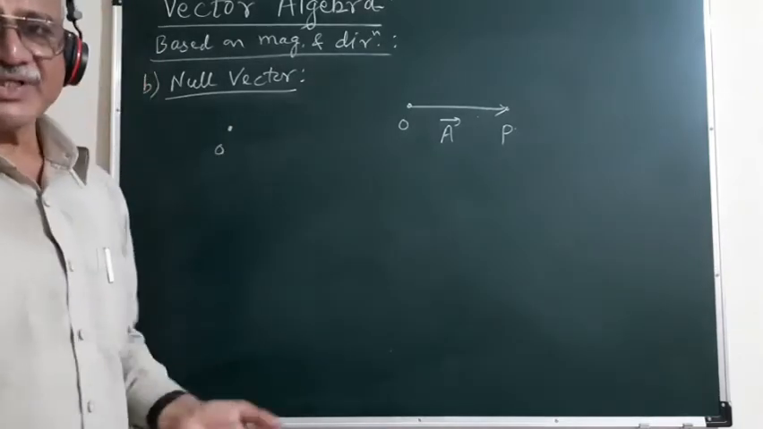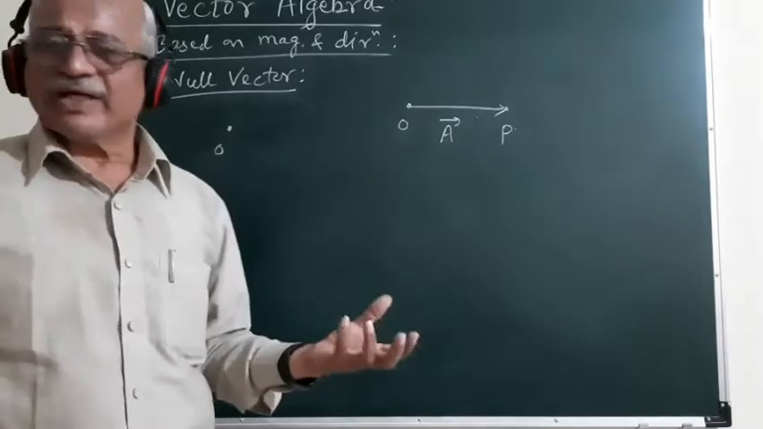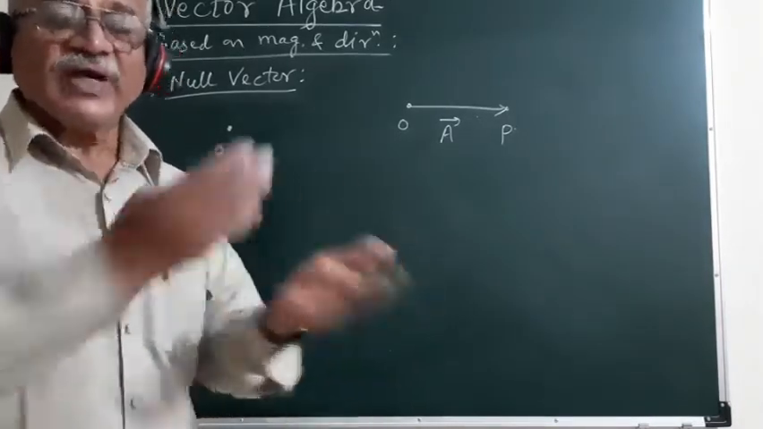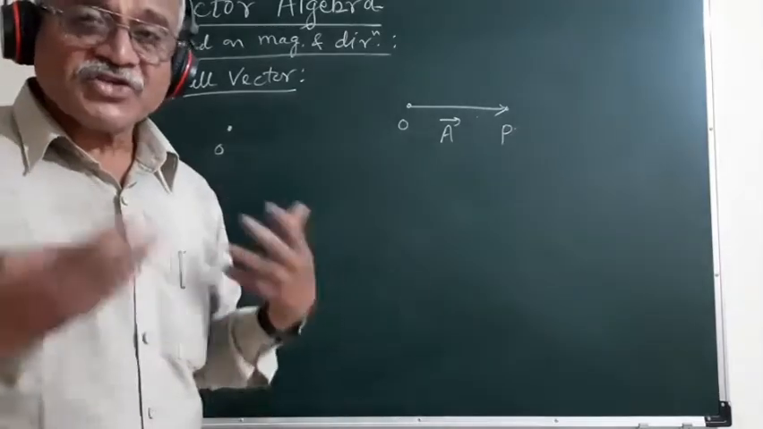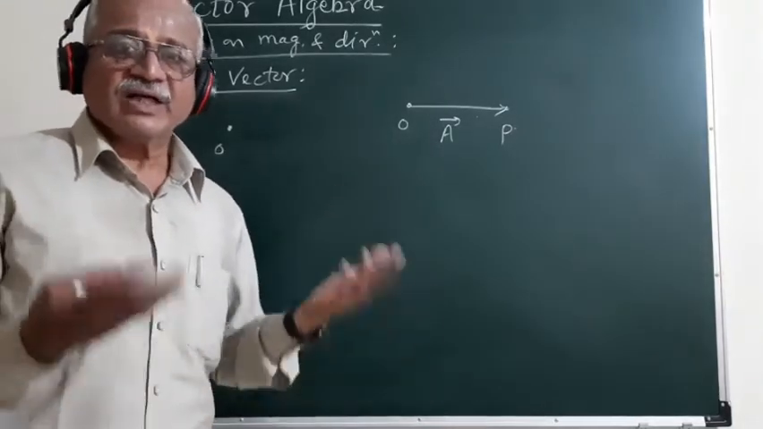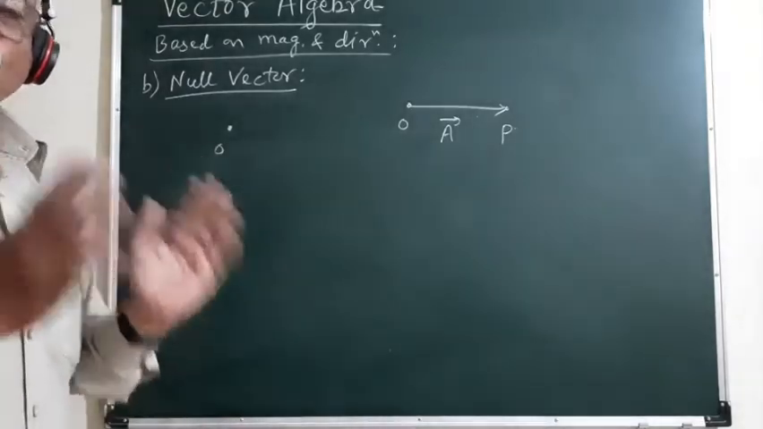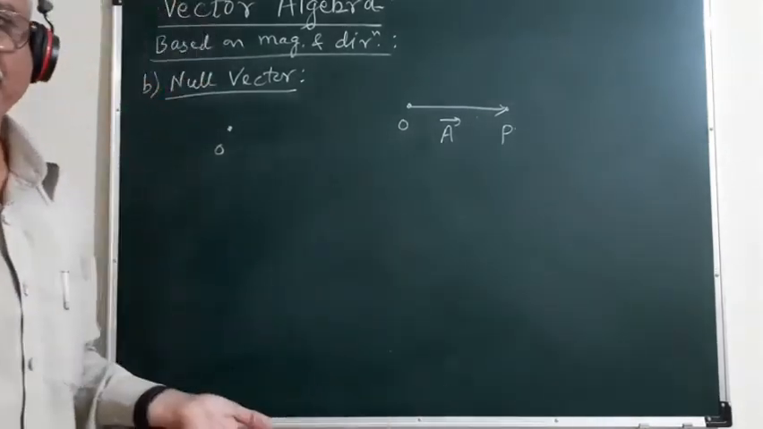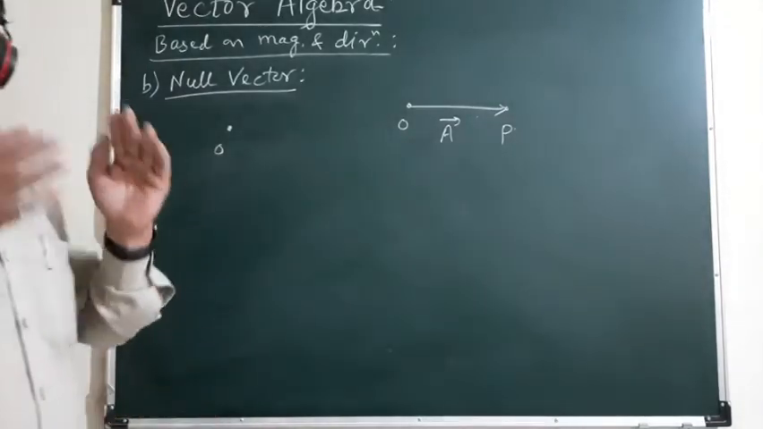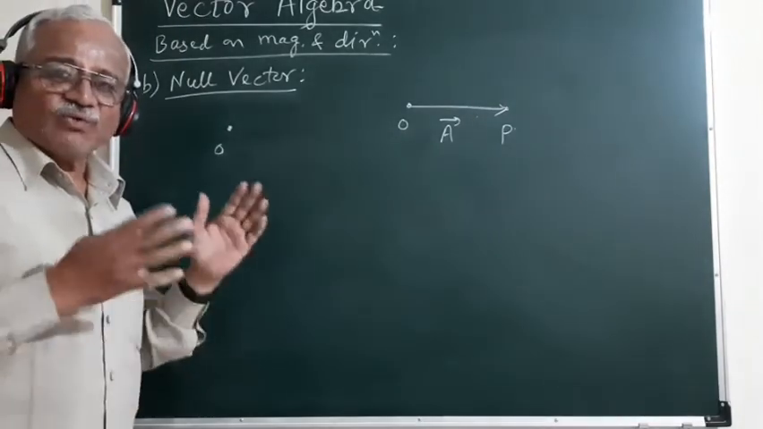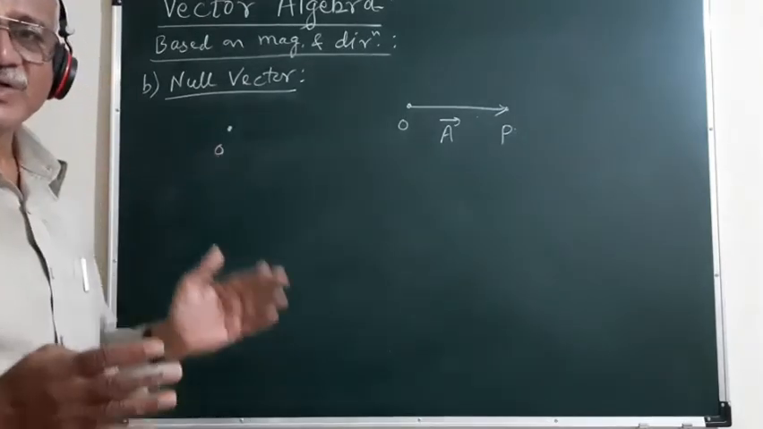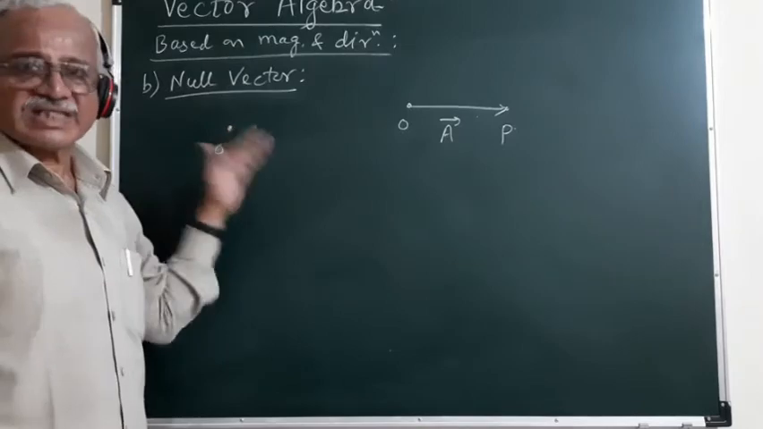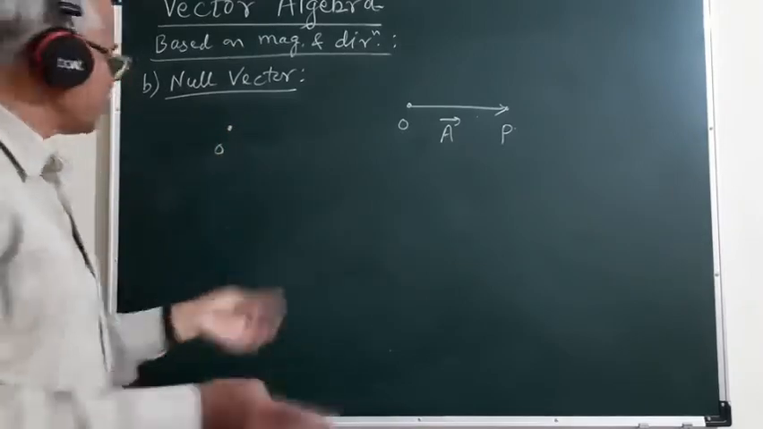Now the question comes, if this vector has no magnitude and no direction, why define such a vector, or in which situations does such a vector arise? Though this kind of vector has zero magnitude and no specific direction, still on many occasions while studying physics, we come across situations where we need to use this concept of null vector or zero vector.